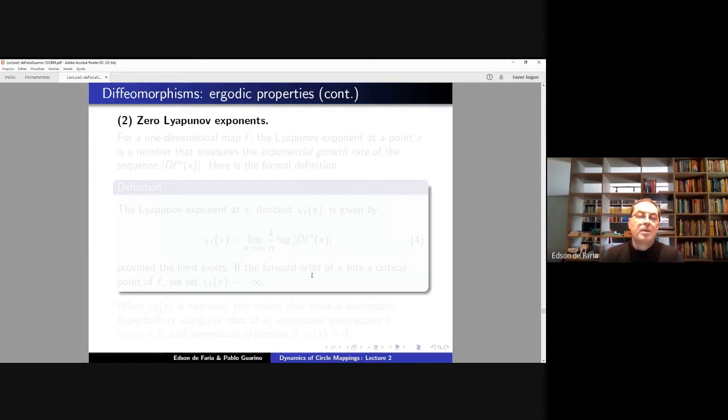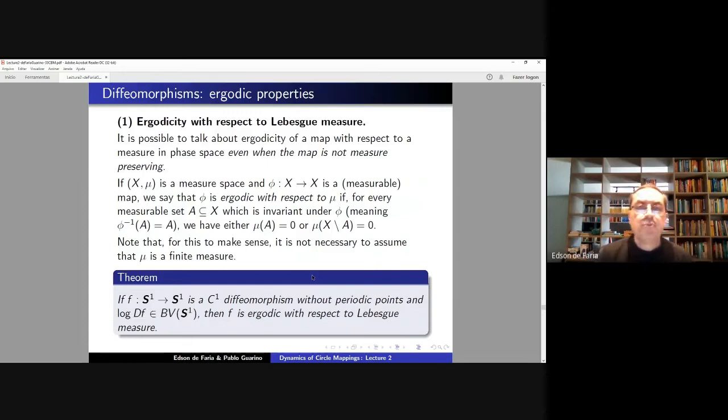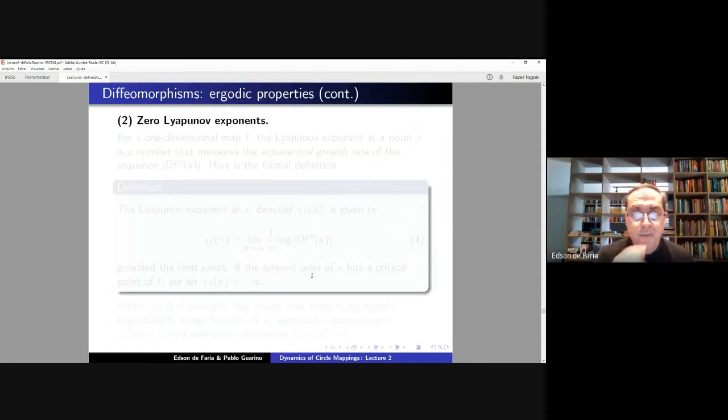Now, I will not prove this theorem. This theorem is proven in chapter 3 of our book, so I'll leave you with the task of going to the book and reading the proof. But I will give you some idea of the proof of another result, which is quite natural, which says that these diffeomorphisms of the circle always have 0 Lyapunov exponents.